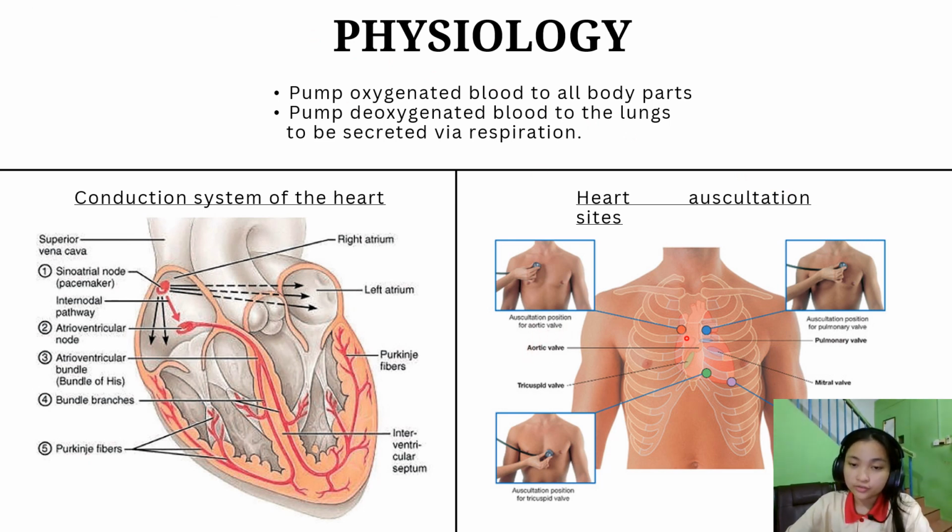For the aortic valve, we can place our stethoscope at the right sternal margin at the second intercostal space, and opposite of it, we can hear the heart sounds for the pulmonary valve. As for the tricuspid valve, we can place our stethoscope at the left sternal margin at the fifth intercostal space, and as for the mitral valve, we can listen to the heart sounds in the midclavicular line at the fifth intercostal space.